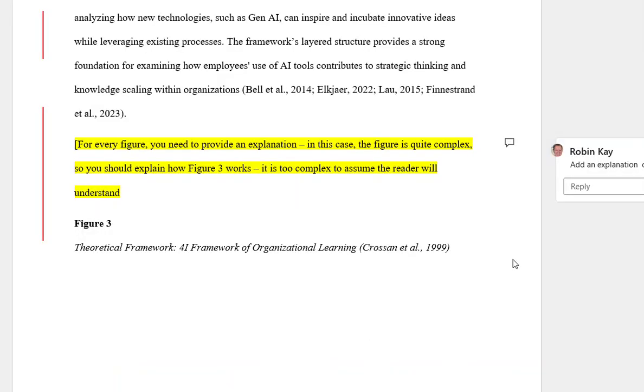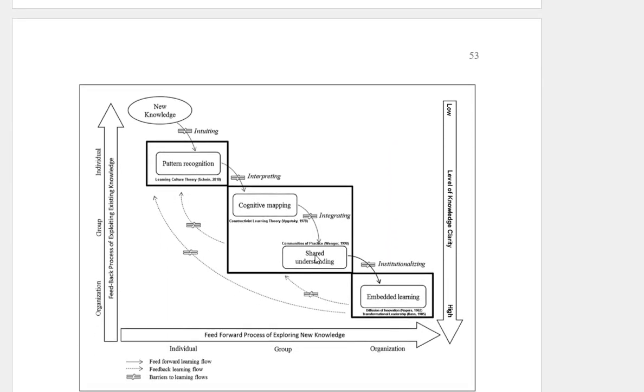My second point, and this is a common error that students make, is they plop down figures and just expect us, the reader, to understand. Really, you need to provide an explanation for this figure. How does it work? New knowledge leads to pattern recognition and cognitive pattern recognition, then intuiting. Just walk us through an example. So, for example, such and such, and then a pattern recognition.